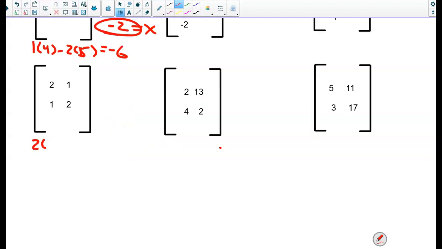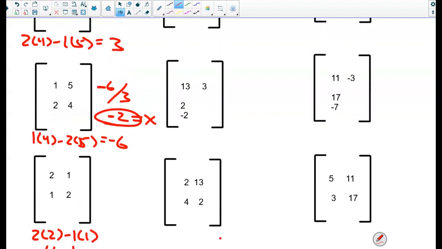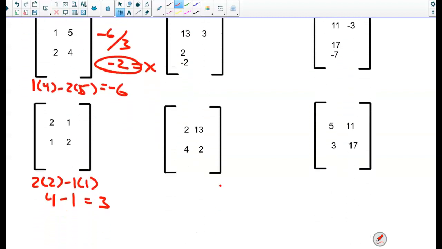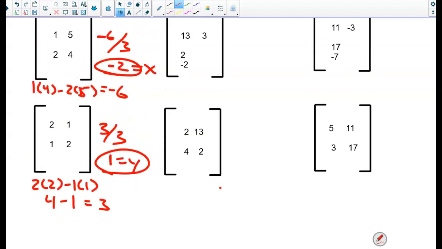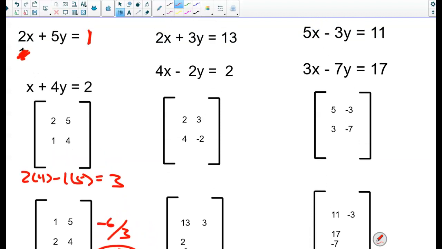And down here, we have 2 times 2 minus 1 times 1, which is 4 minus 1, which equals 3. Now I put that over the determinant of my coefficients. And 3 over 3 is 1, and that's my y. You can plug these back in to check them. Negative 2, 1. Watch what happens. 2 times negative 2 is negative 4. 5 times 1 is 5. Negative 4 and 5 is 1. Negative 2 plus 4 times 1, negative 2 and 4 is 2.